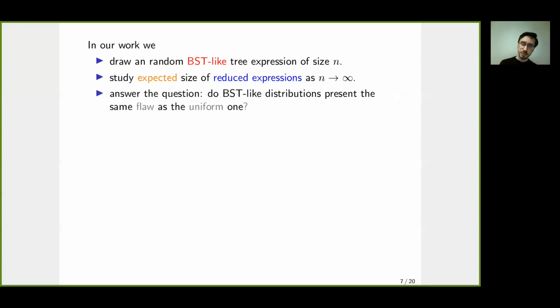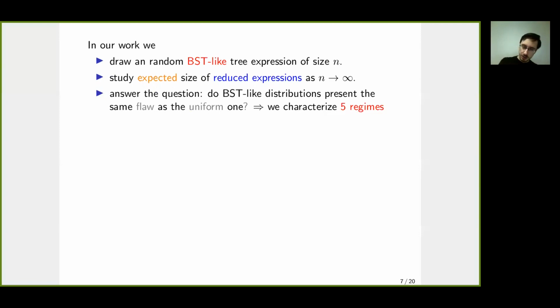And so in our work here, we wonder if the BST-like trees suffer from the same flaw. So we pick a random BST-like tree of size n, very large, tending to infinity. We reduce the tree using these absorbing patterns. So we reduce bottom up. And the question is, is the size at the end very small? And so here we prove that the situation is not the same because we have 5 regimes.